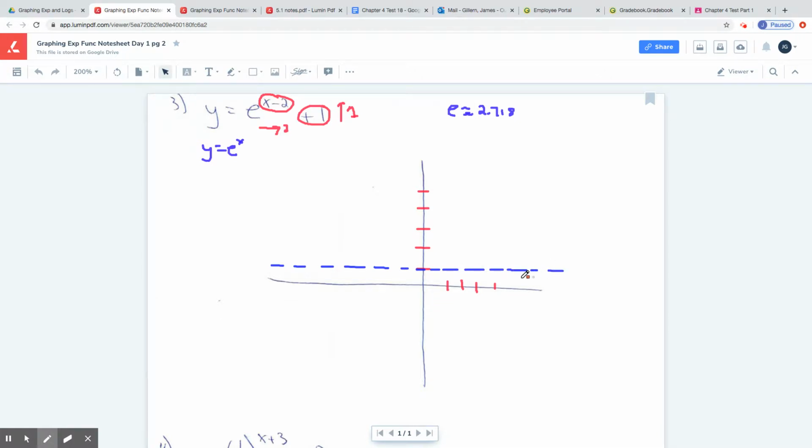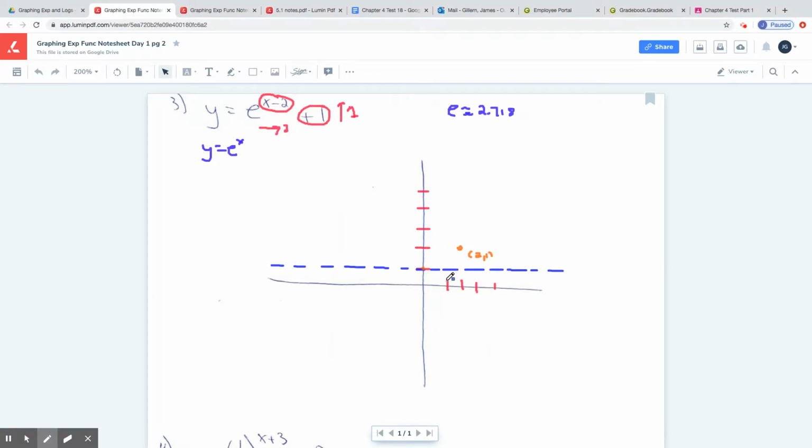Now, normally I'm at 0, 1. And I have two things going on here. I'm normally here, right? 0, 1. I am going to move to the right 2 and then up 1. So instead of being at 0, 1, I'm now at 2, 1, right? I was at 0, 1. I shifted 2 to the right and up 1.